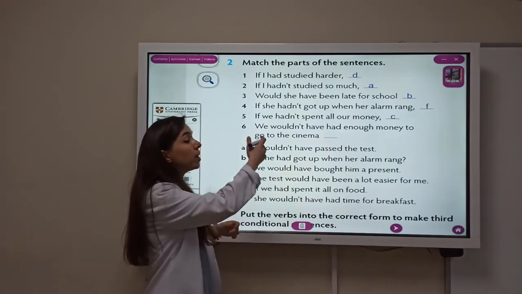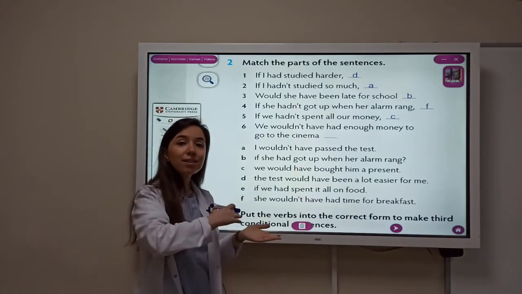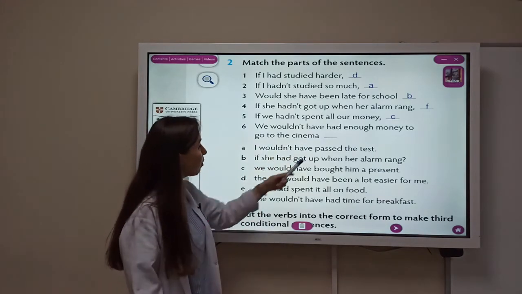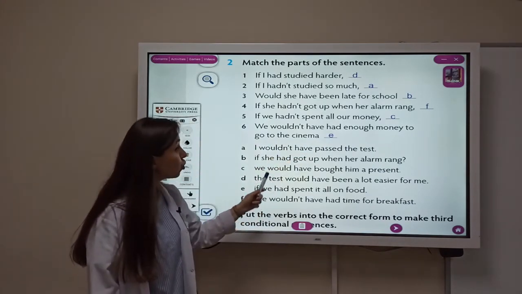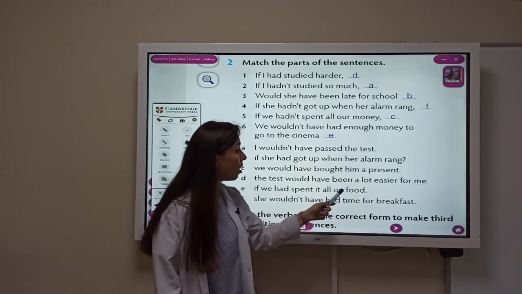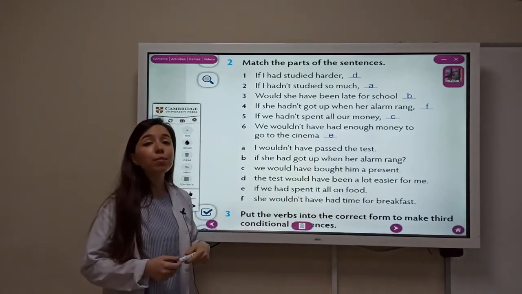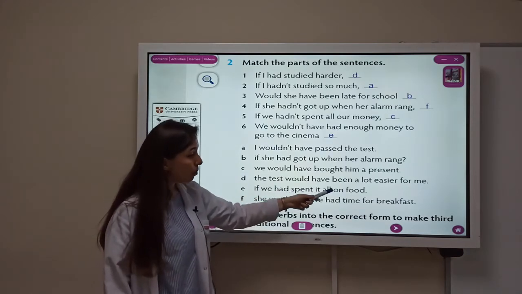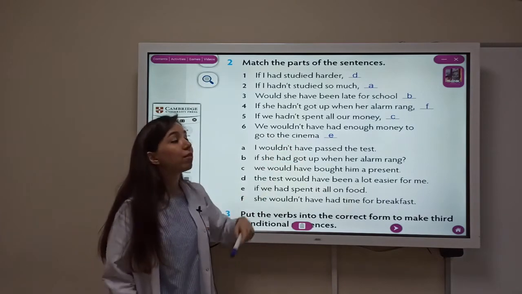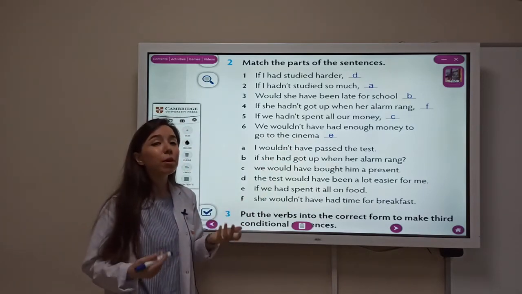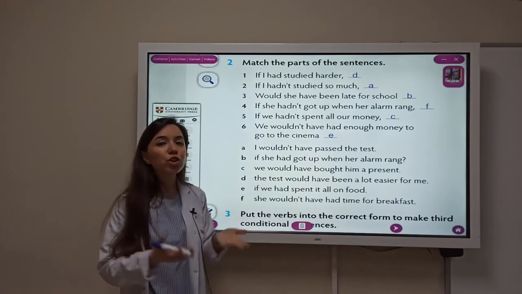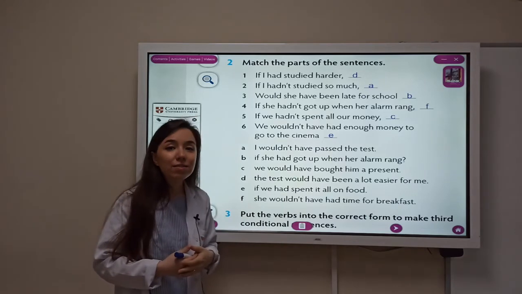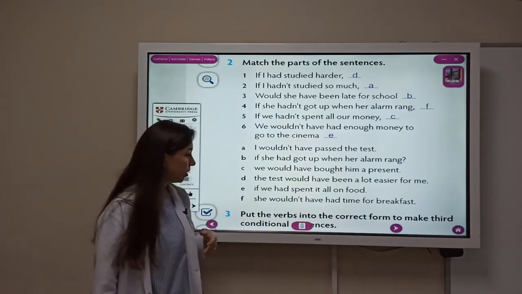So here again we change the if clause and result clause. First, write the result clause. We wouldn't have had enough money to go to the cinema if we had spent it all on food. So it's again about something in the past. Yes, if we had spent all the money on food, we wouldn't have had enough money to go to the cinema. So we talked about an unreal situation because something like this didn't happen in the past. Because of that, we said that this is the unreal and imaginary situation.